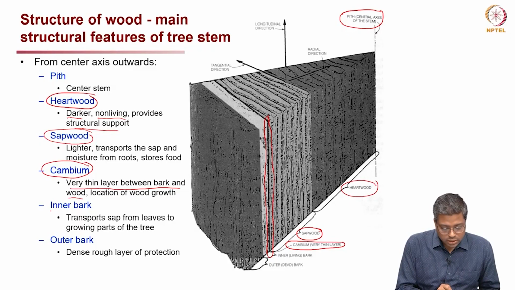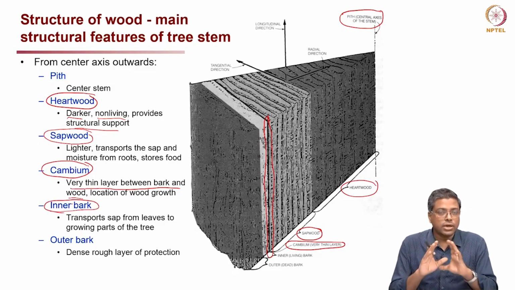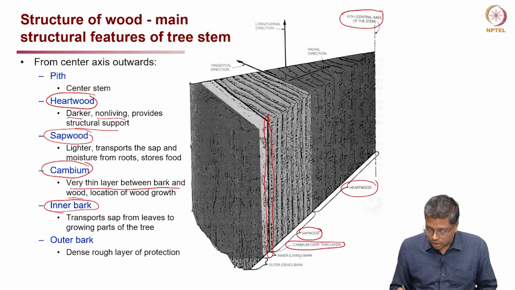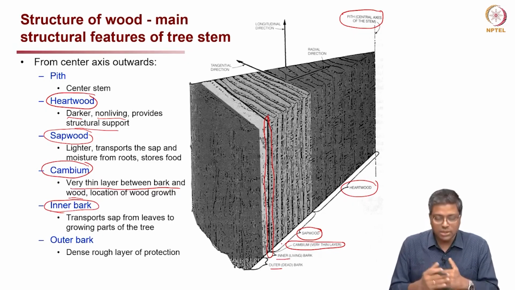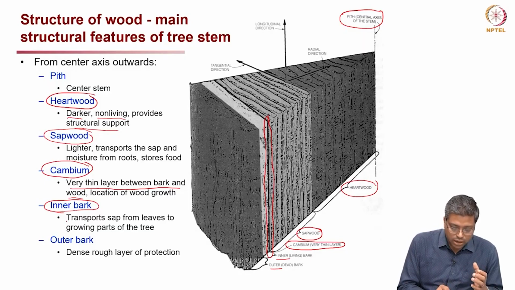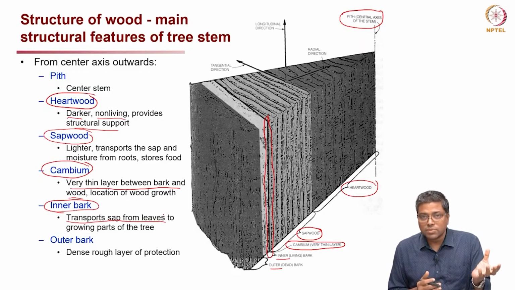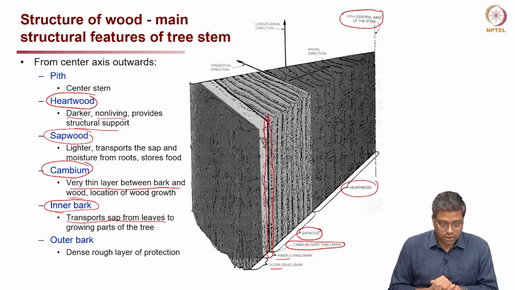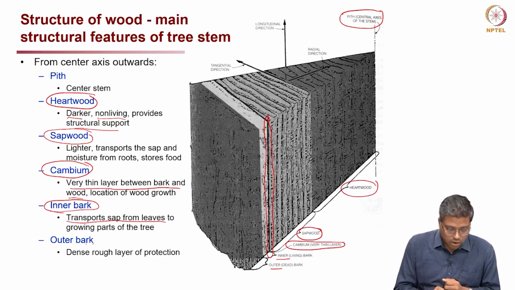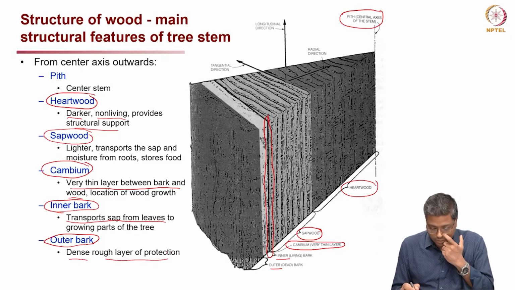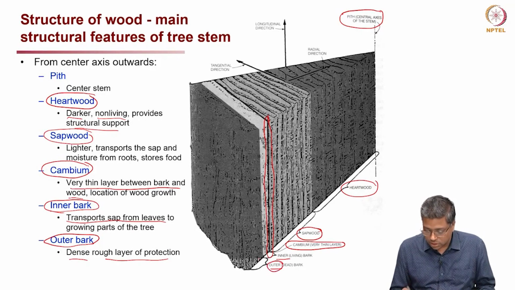Now, bark is looked at as the outer shell of the core wood, and there are two regions for this bark, inner bark and outer bark. The inner bark transports the sap from leaves to the growing part of the tree. Which is that growing part of the tree? That is the cambium, we just discussed that. Outer bark is the dense or rough layer just for protection. So this portion here is just for protection.